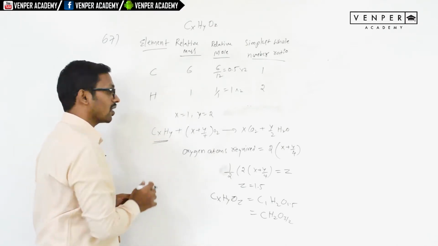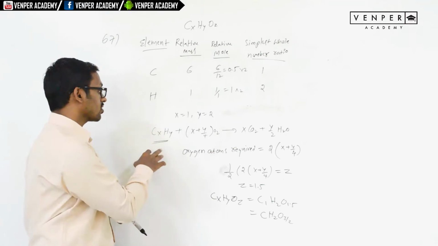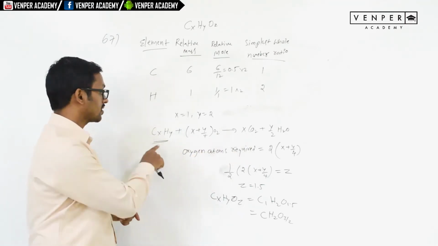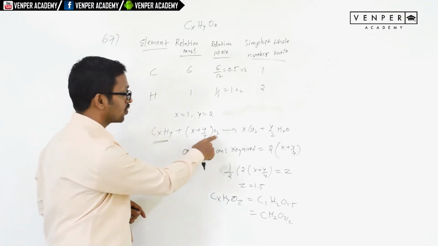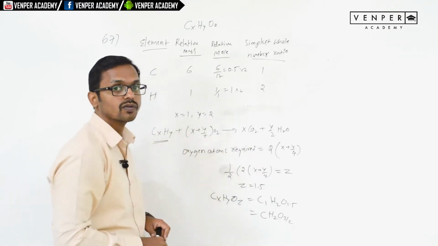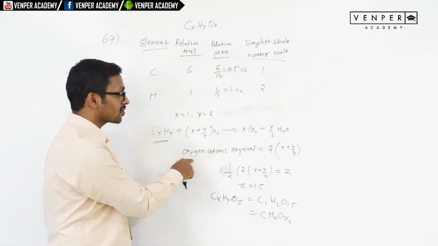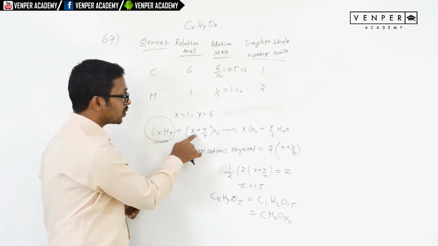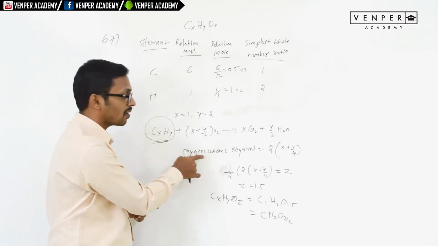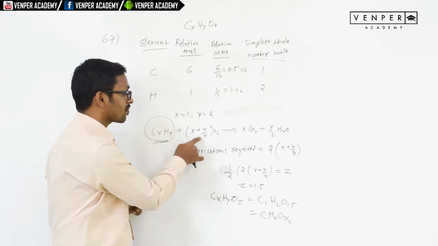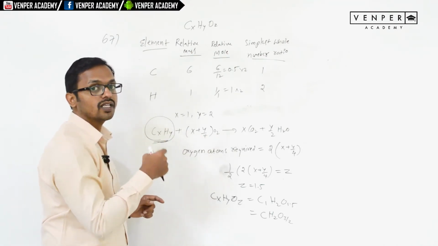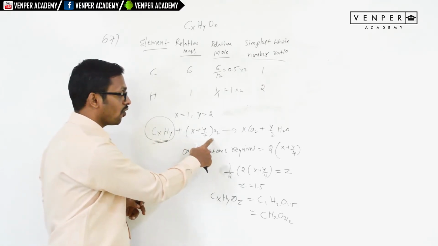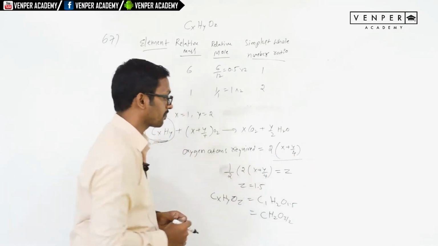Let's take the hydrocarbon CxHy. The combustion of this hydrocarbon gives this equation, that is CxHy plus (x plus y by 4) O2 gives xCO2 plus y by 2 H2O. Here the oxygen atoms required for the combustion of this CxHy are 2 into (x plus y by 4). So here I am talking about the oxygen atoms. We have (x plus y by 4) molecules, but we require oxygen atoms, that is (x plus y by 4) into 2, that is what I have written here.